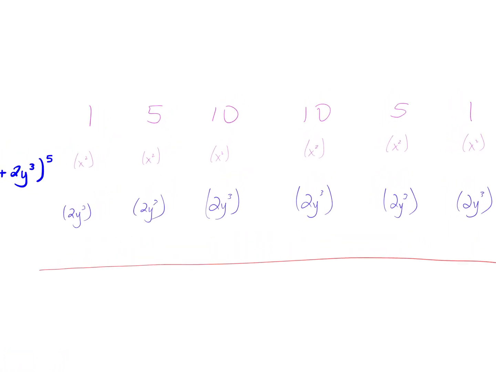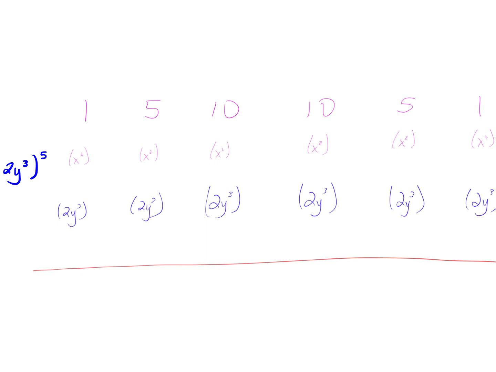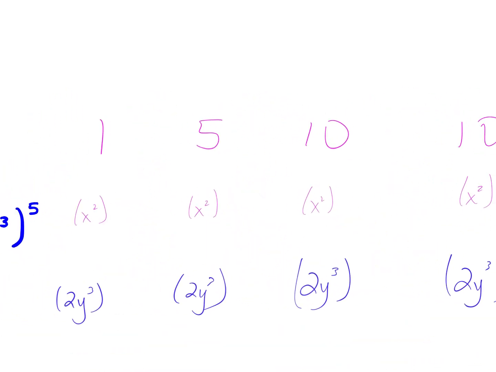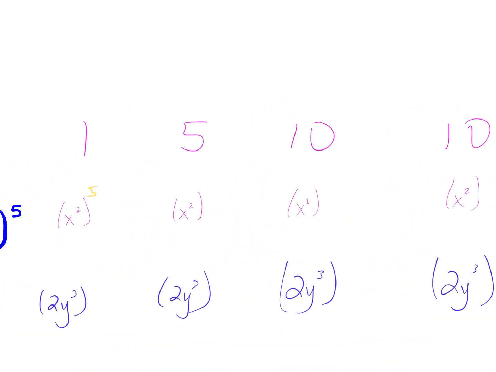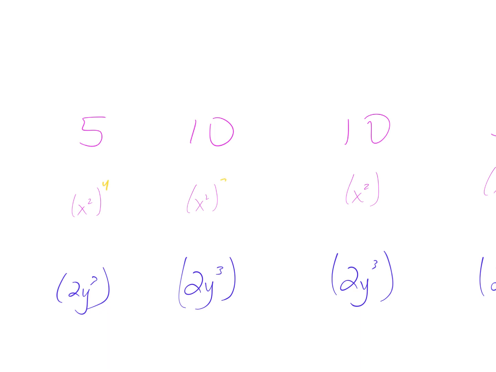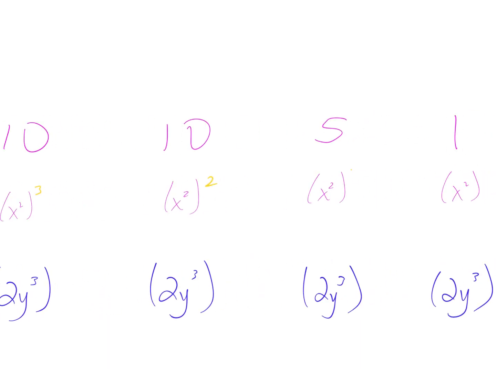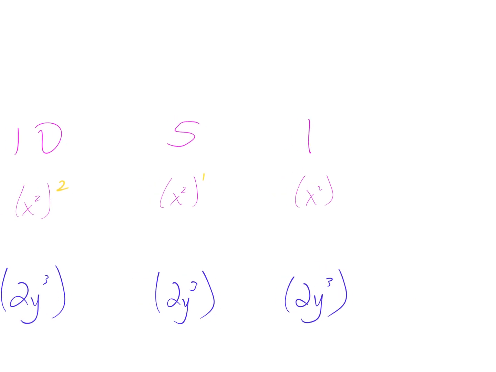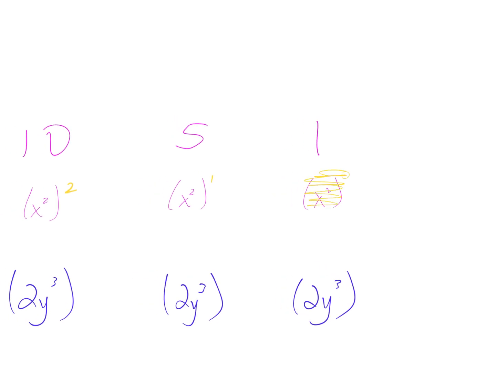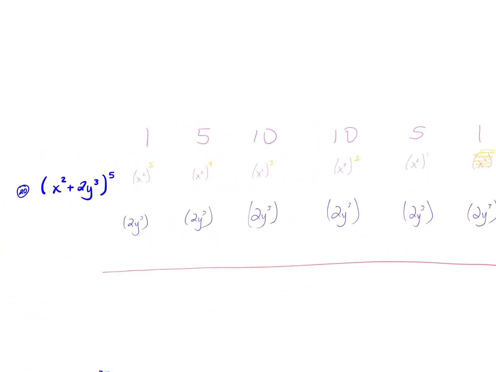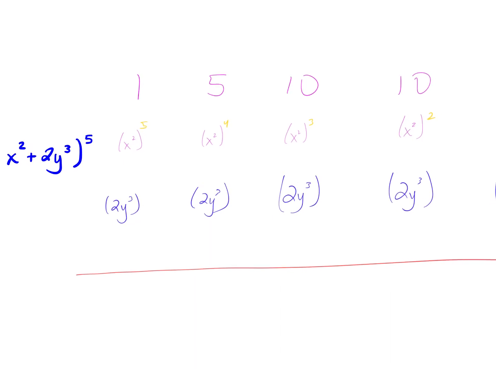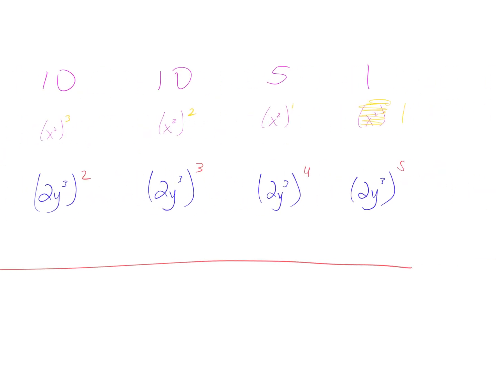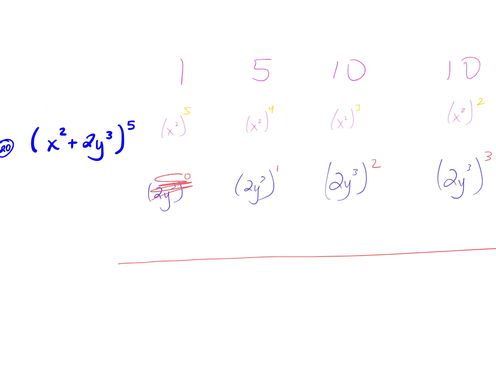How do you write your exponents? In what kind of order? First row is descending, so I start with 5 because that's what we're raised to. 5, 4, 3, 2, 1, and then 0. Anything to the 0 power is 1. How do I write my exponents on that second term? You're going to go ascending, so start with 0, 1, 2, 3, 4, 5.